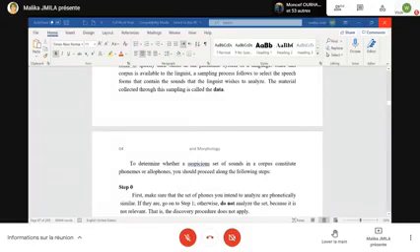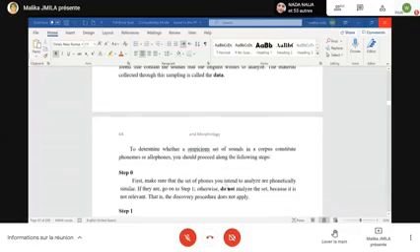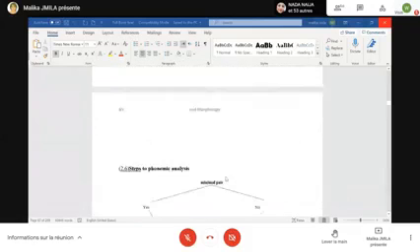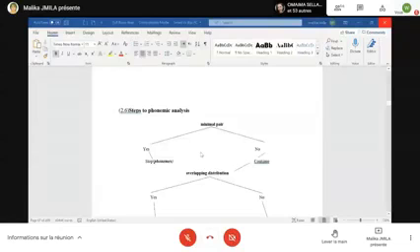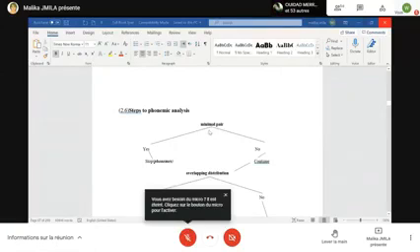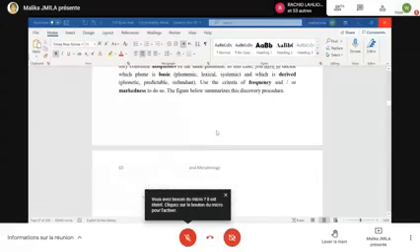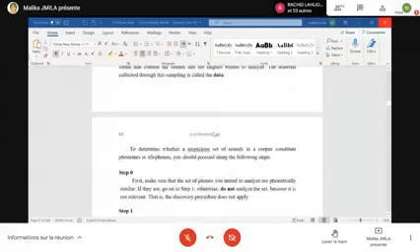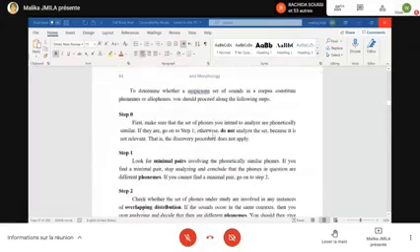Here it is given in plain English, but this one is in schematic form. Look at this one. Suppose that you have data to analyze, and you have sets of suspicious pairs. The first thing is step 0, what you want to analyze. First, make sure that the set of phones you intend to analyze are phonetically similar.